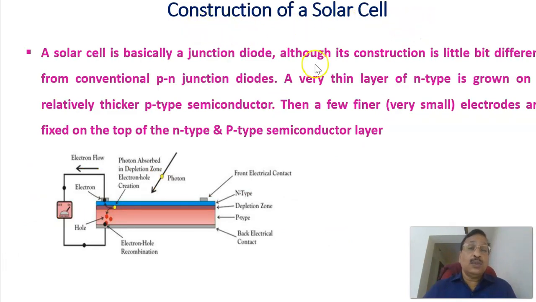Coming to the construction of the solar cell, a solar cell is basically a junction diode, although its construction is a little bit different from the conventional PN junction diode. A very thin layer of N-type is grown on relatively thicker P-type material, and then a few fine, very small electrodes are fixed on the top of the N-type as well as the P-type material. This is the picture of a PN junction diode, with an electrode taken from the N-type material and another electrode taken from the P-type material.